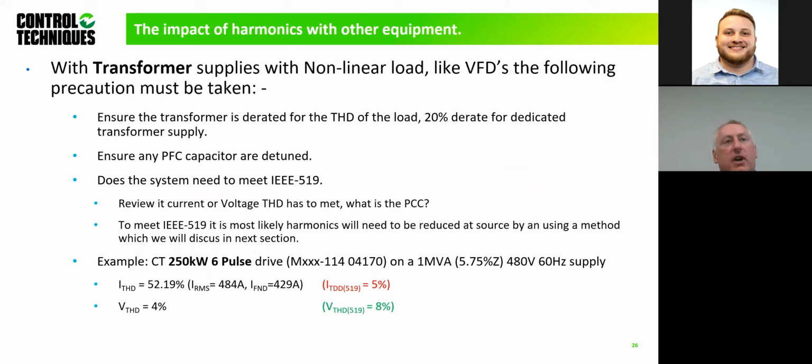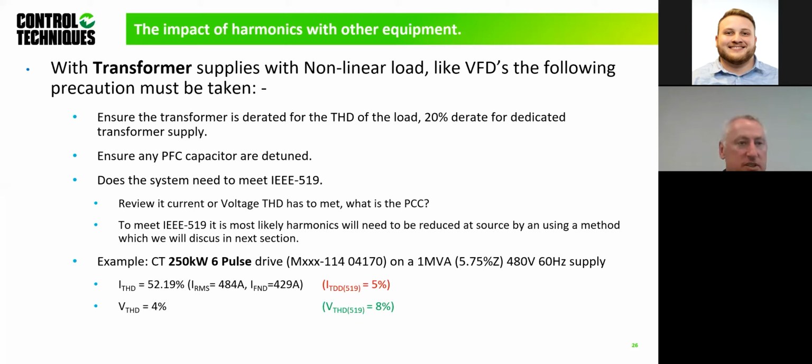So with a transformer, again, I took this solution with what I started off with. Excuse me. When we're looking at transformers, what do we need to do? Typically we derate by 20%. Then we've got the power factor; we detune the power factor equipment. And then, does it have to meet 519? Then we need to review where the point of common coupling is, because it may not be on your low voltage side; it may be on your medium voltage or high voltage side. So you've got to calculate it through. But if it's current, then it's got to be reduced at source. There's no getting around it, and of course we've got to use different techniques to do that.